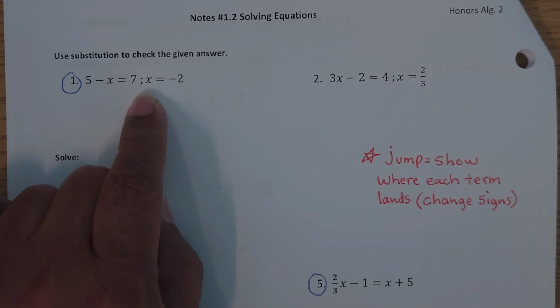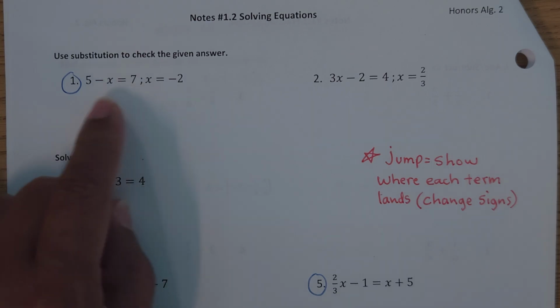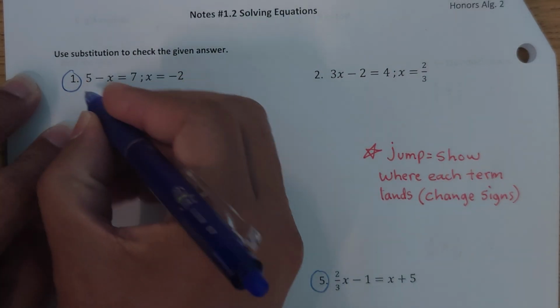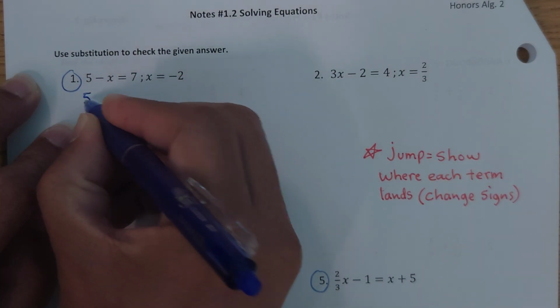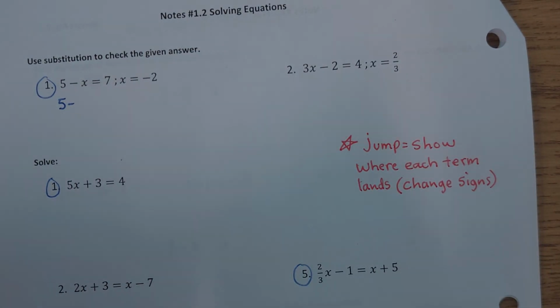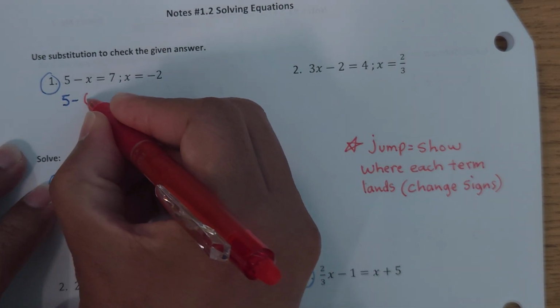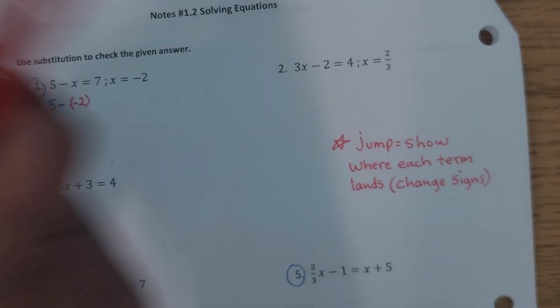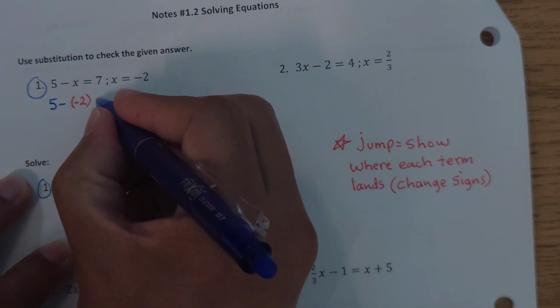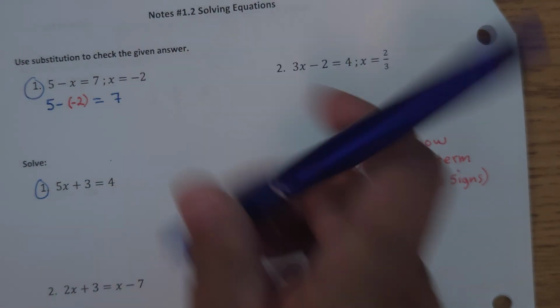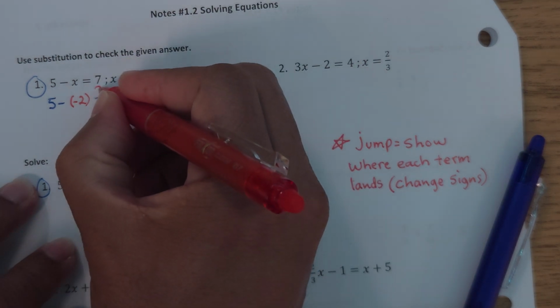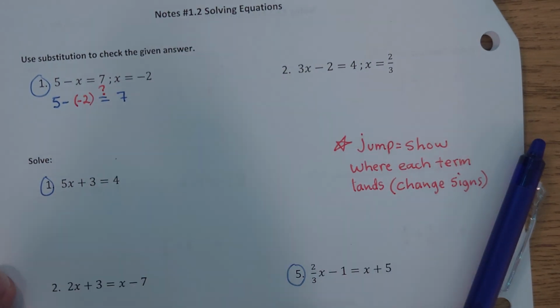So in this case, we're not solving, we're just checking to see if this value of x, which is -2, is a solution to this equation. Okay, so all I have to do is go to this equation. So there's a 5 minus, and then I'm being given that x is equal to -2, so I'm going to put that inside of a parentheses. So instead of x, -2, and then I'm going to check to see if this is equal to 7. So the answer is going to be either yes or no.